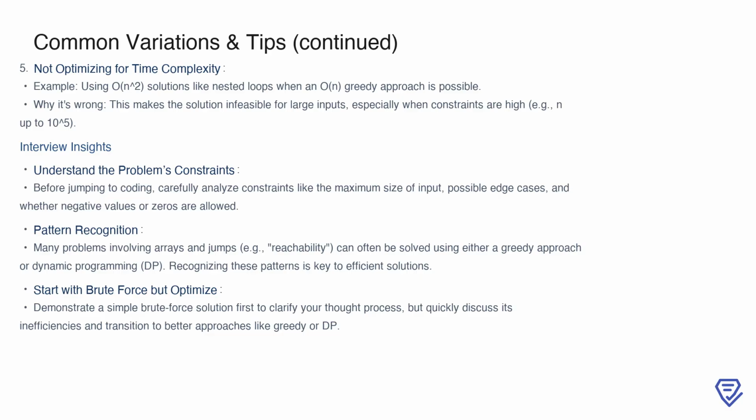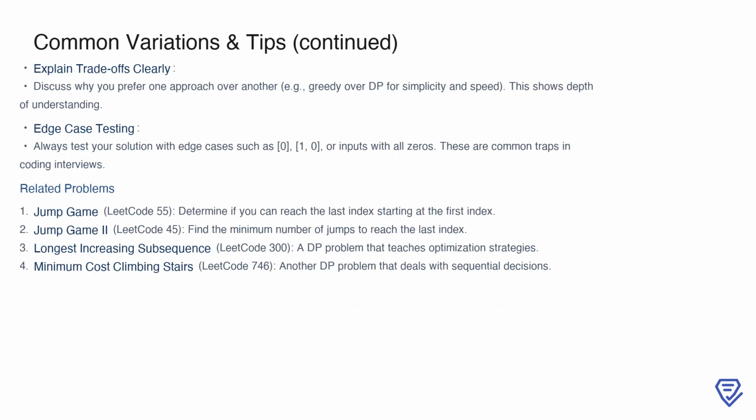In interviews, it's helpful to start with a brute force approach to demonstrate your thought process. However, you should quickly discuss its inefficiencies and transition to more optimal methods, highlighting how techniques like greedy algorithms or dynamic programming improve performance. It's also important to explain trade-offs clearly during your solution. For example, you might choose a greedy approach over dynamic programming because it's simpler and faster, even if it requires more careful implementation. This demonstrates a deep understanding of the problem and its constraints.